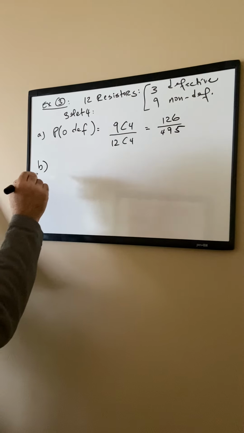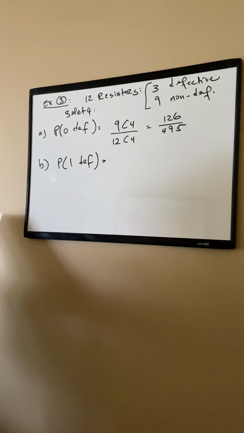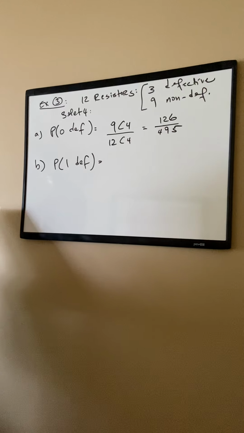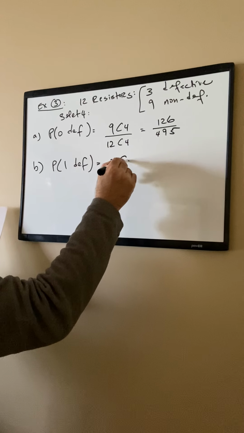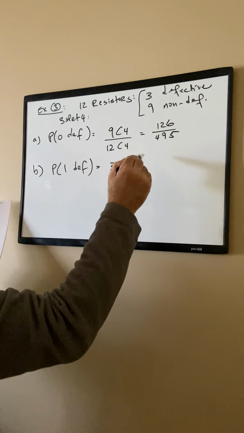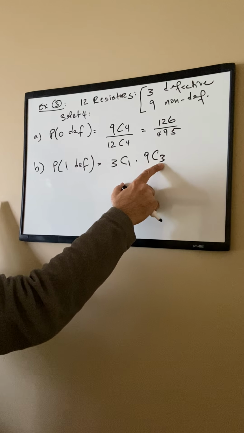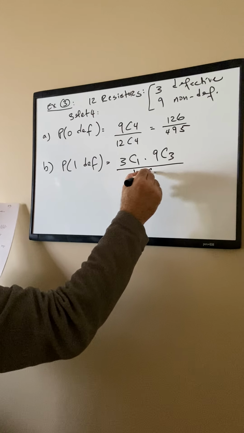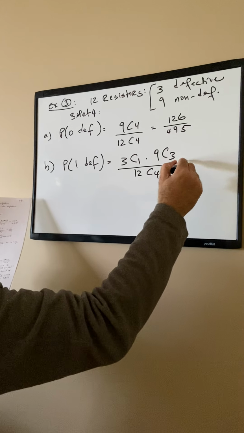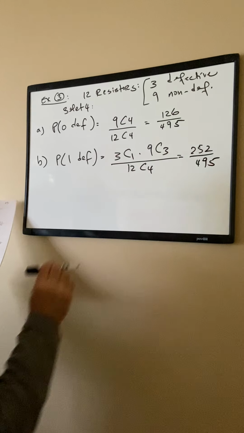Part B, what's the probability that we're going to end up with 1 defective resistor? The fact that we're going to end up with 1 defective, that means there remain 3 non-defective resistors. So it's going to be 3 combination 1, defective resistor out of 3, multiplied by 9 combination 3, because we have non-defective resistors from which we're selecting 3 at a time, divided by the same denominator, which is 12 combination 4. So we're going to end up with a ratio of 252 divided by the same denominator, 495.